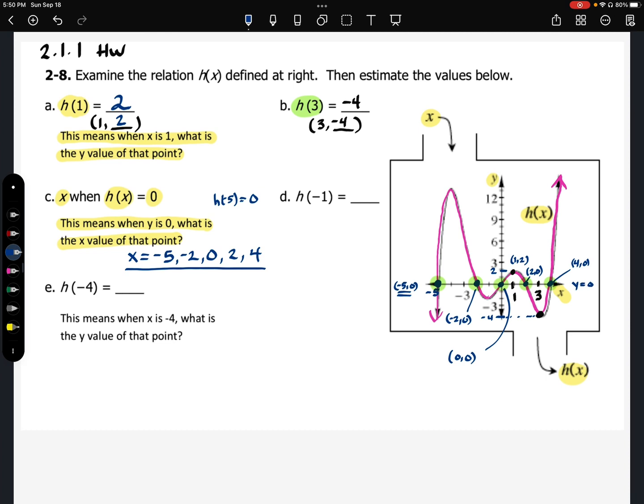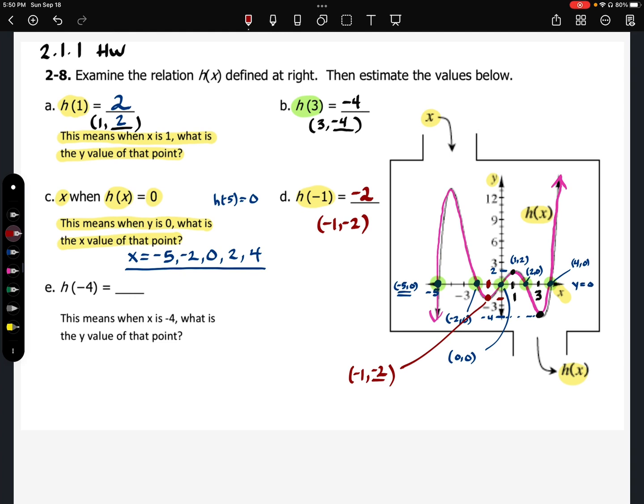On to letter D. Now it's back to giving us an input and wanting an output. It says h of -1. So when we put in -1, what is the output going to be? Well, here's where -1 is, the red mark there. So when we look at the graph, this point down here has an x-coordinate of -1, and its y-coordinate looks like -2. So when -1 is plugged in, -2 comes out, which is like the point (-1, -2).